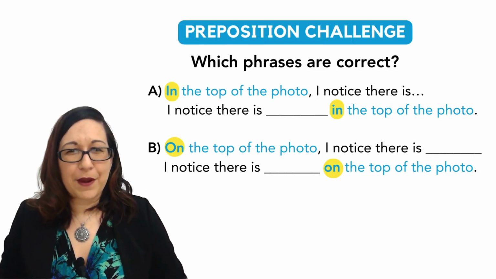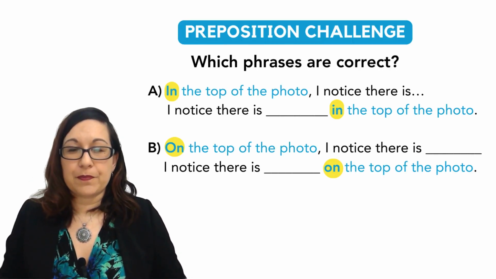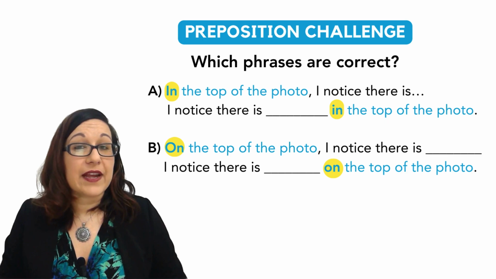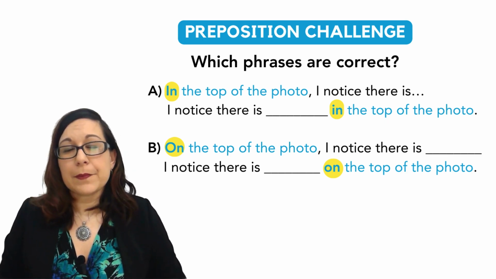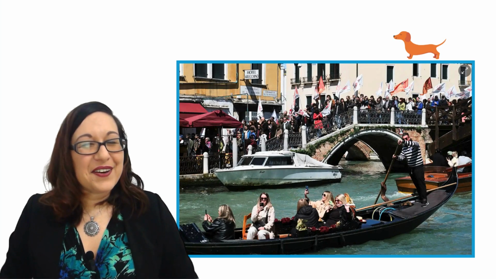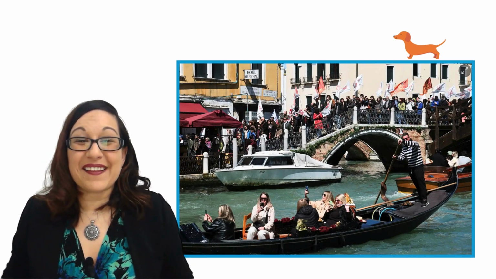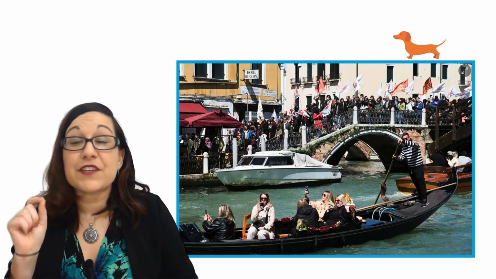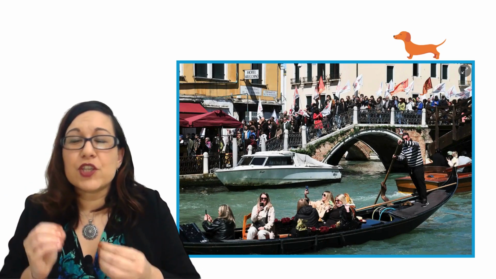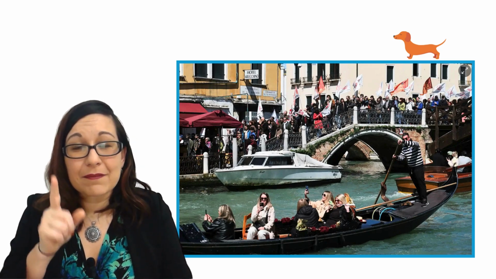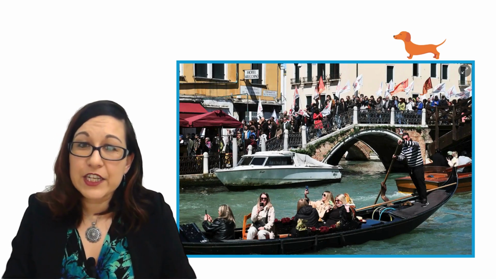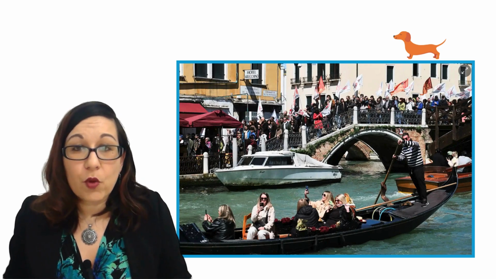Now, while we're on the topic of prepositions, I've got a little question for you. Take a look at these sets of sentences. Which phrases are correct? A or B? Think about it. Okay, this is actually a trick question because they're both correct, but they have different meanings. So, like most prepositions, you can move them around, you can change them, but it might mean something different. In this case, they're just prepositions describing location, but what location are we describing?